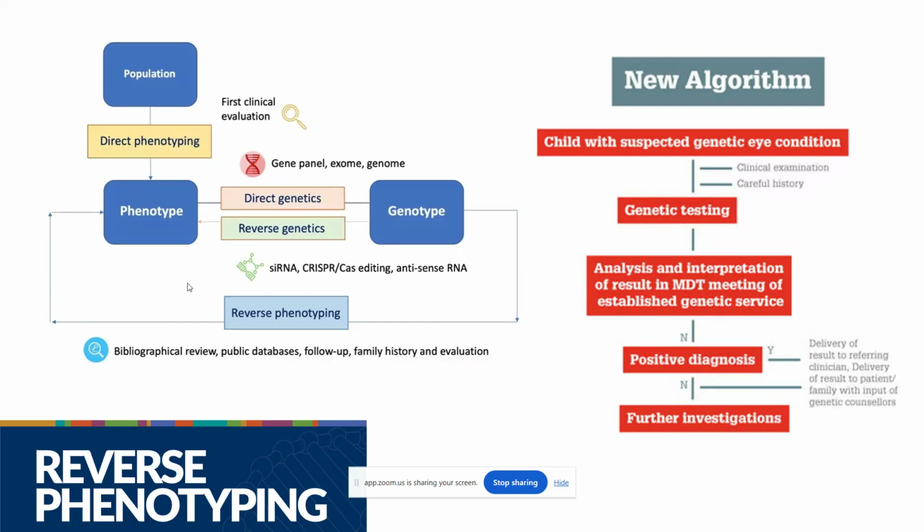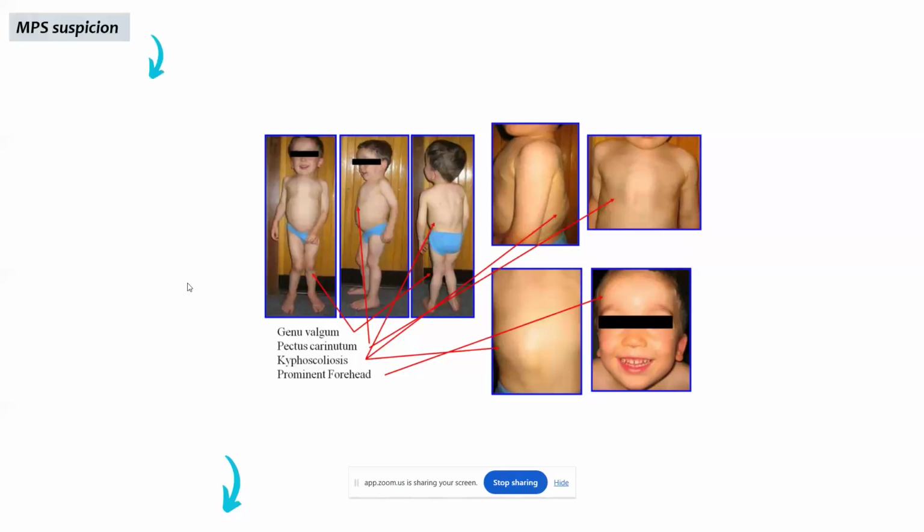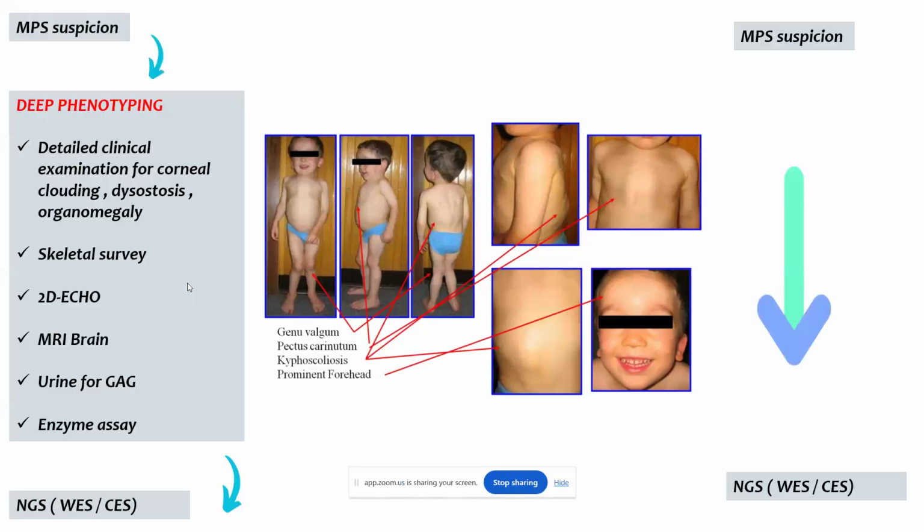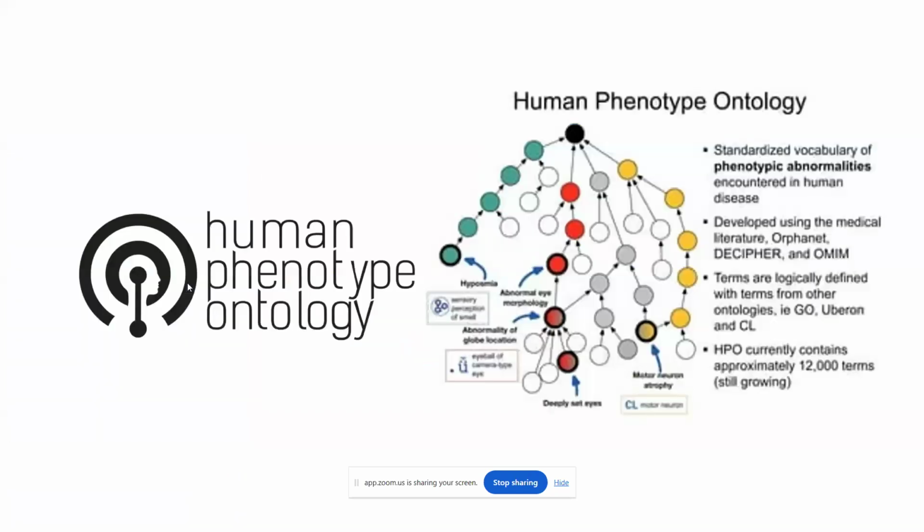So on the right side, this is the new algorithm. The new algorithm still does not skip a careful clinical examination and history. So if you have a suspected genetic disorder, go for genetic testing and analyze the variant in an MDT meeting with a geneticist and also experts in variant examination. And then you try to match the variant you have identified with the physical traits of that disease, and then the final diagnosis can be explained to the family. So this is called reverse phenotyping. That can also be done in a few conditions, but very carefully. So those are the two concepts I wanted to introduce: deep phenotyping and reverse phenotyping.